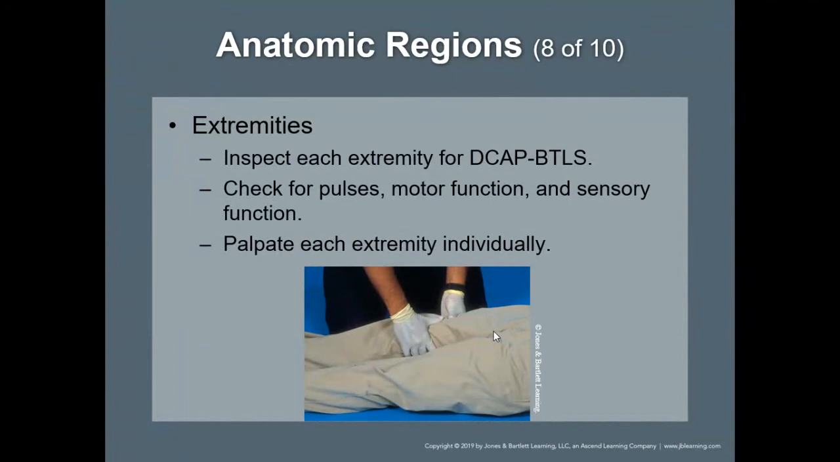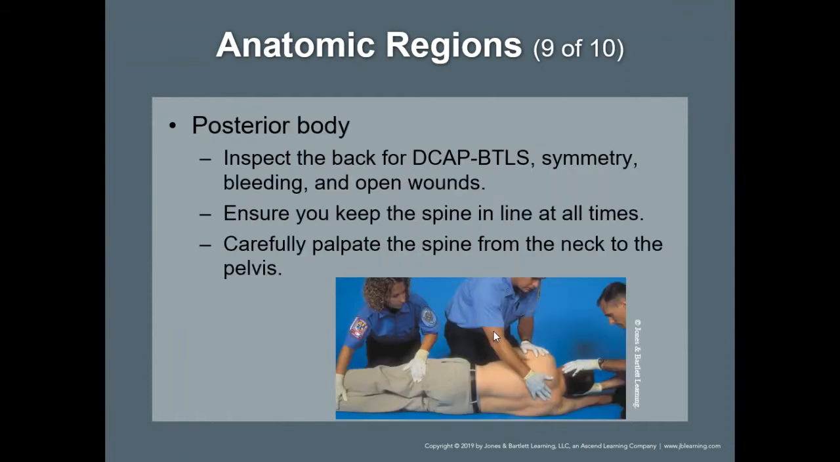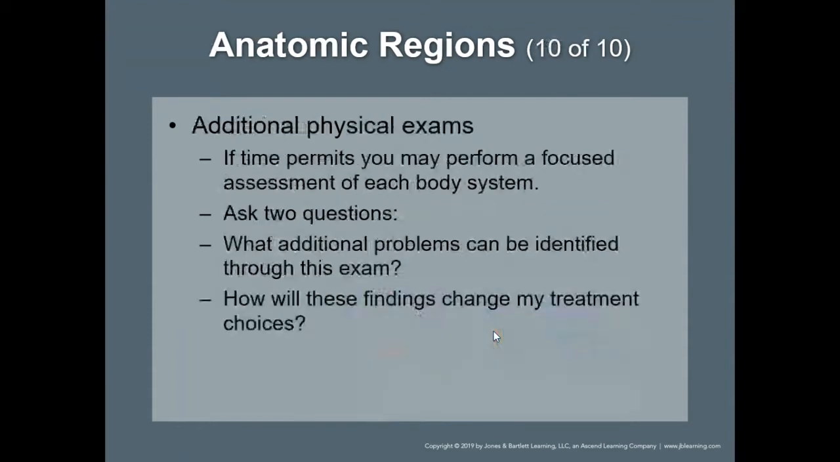For the extremities, inspect each extremity for DCAP-BTLS. Check for pulses, motor function, and sensory function. Palpate each extremity individually. Posterior body, inspect the back for DCAP-BTLS, symmetry, bleeding, and open wounds. Ensure you keep the spine in line at all times. Carefully palpate the spine from neck to the pelvis.